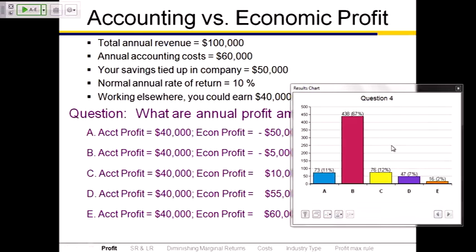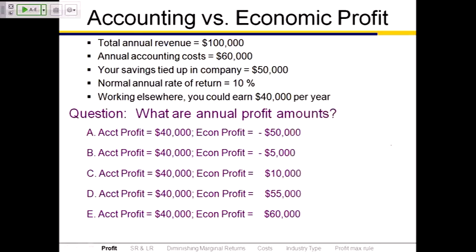Ooh, 67%. I want it to be higher. B is the correct answer. But here we go. So we had, let me see if my little red, ooh, look at that.